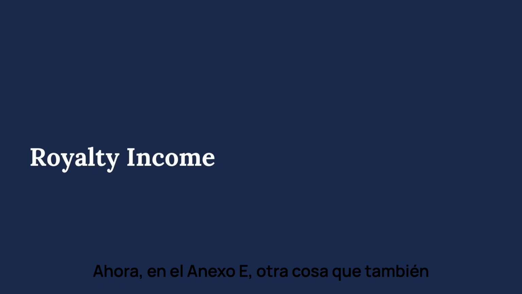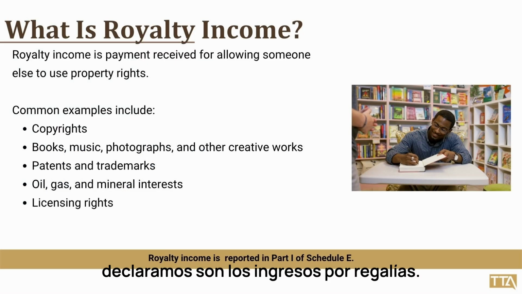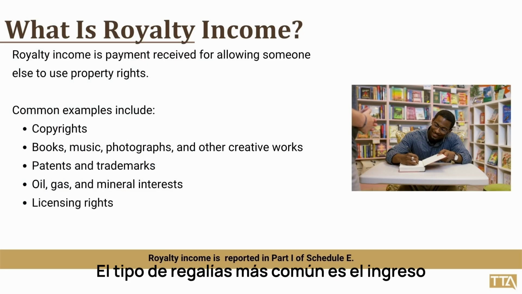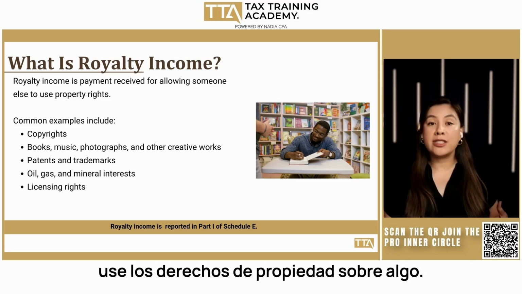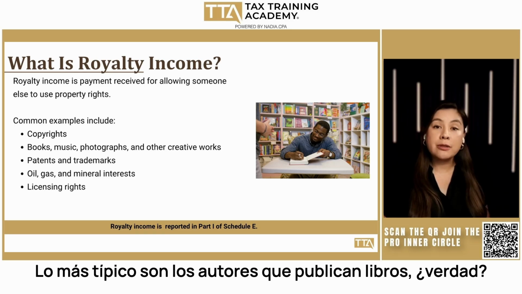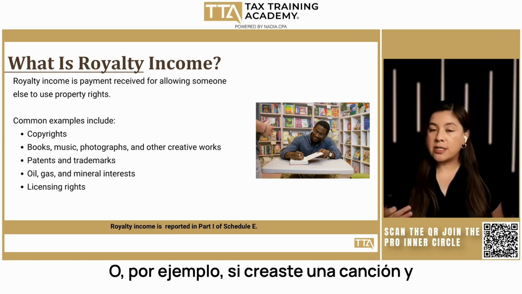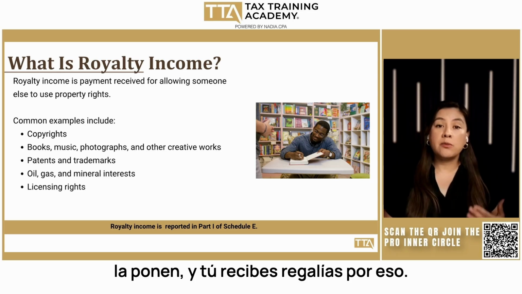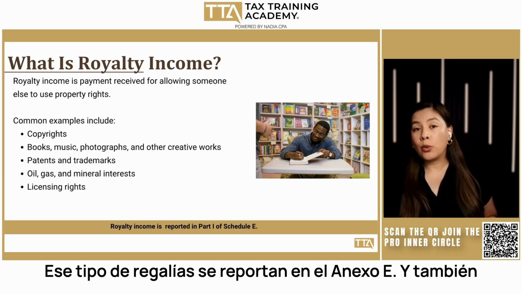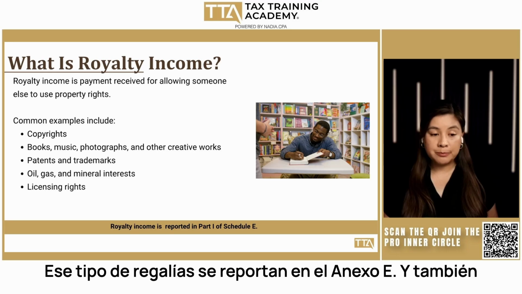Now, on Schedule E, another thing that we do report is royalty income. The most popular type of royalty income is what you get income received for allowing somebody else to use the property rights to something. Most common is those authors that publish the books, right? Or those, if you can see like the royalties, if you created a song and your song gets played and you're receiving royalties for that, those type of royalties get reported on Schedule E.